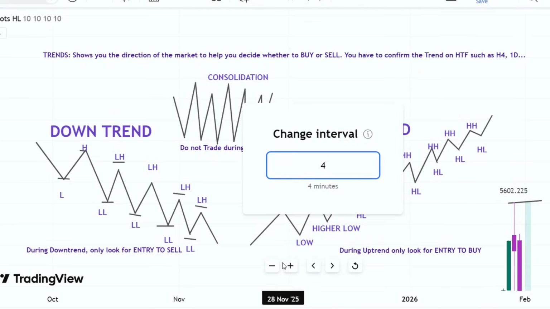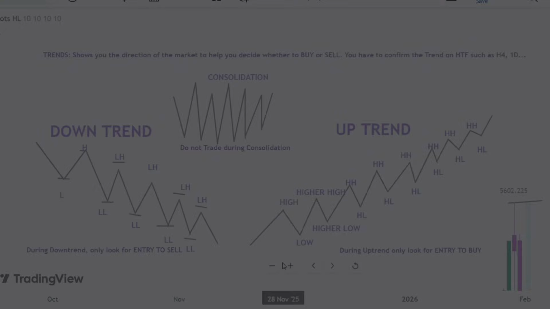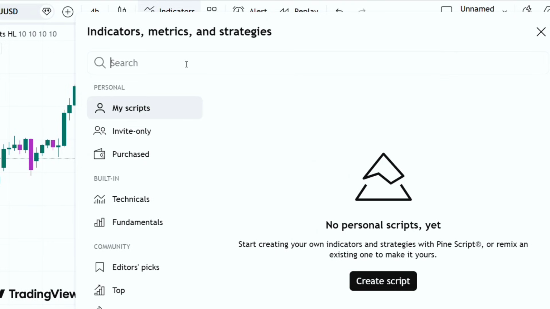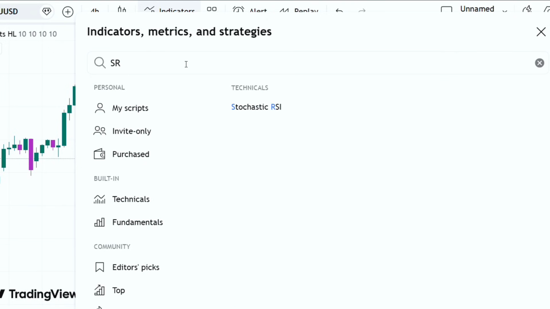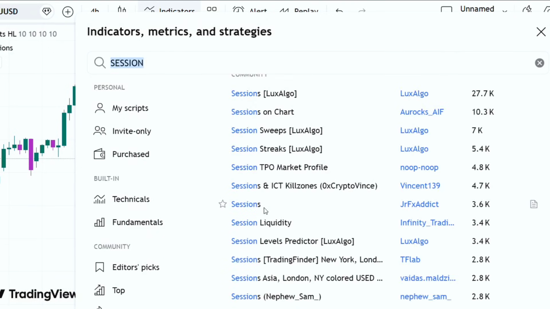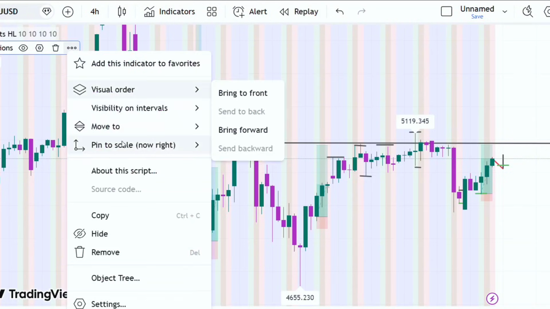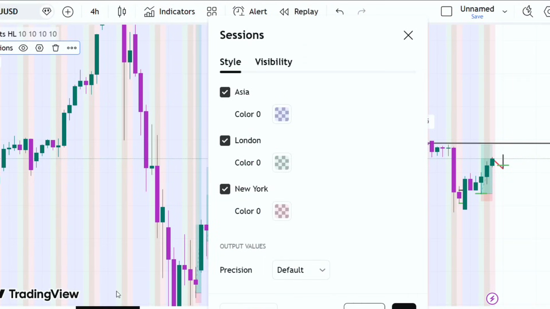Let's get back to at least 4-hour time frame. Let's get the next indicator. Get indicator again, then you type in sessions. This shows the various trading times when several banks open, the New York Bank, the London Bank, and the Asian Bank. To get more clarity, click on the sessions, the three dots beside it, and you get to the settings, and then you get to see each section.